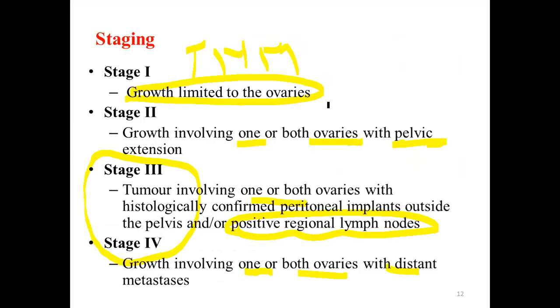If you see stage 1, it is limited to the ovaries, but it can be both ovaries. Stage 2, one or both ovaries. But the difference in the staging is normally whether there is extension to the pelvic area, lymph node movement, or distant metastasis. So the ovaries can be one or both. Even in stage 1, both ovaries can be affected, but the cancer is just within the ovaries. It's not like breast cancer, which is mostly unilateral and very common in the left breast. But with this one, one ovary or both ovaries can be affected at the same time.